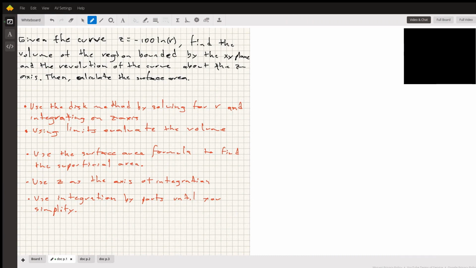So for this problem, I reduced the whole paragraph problem about the building and put it as a more concise mathematical problem with basically the same basis. So I rewrote it as: given the curve z equals -100 natural log of r, find the volume of the region bounded by the xy plane and the revolution of the curve about the z-axis. Then calculate the surface area.